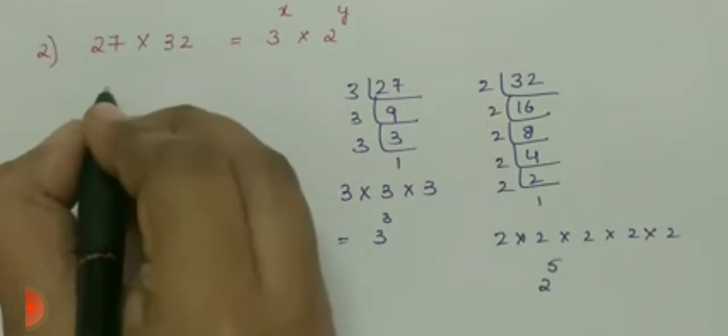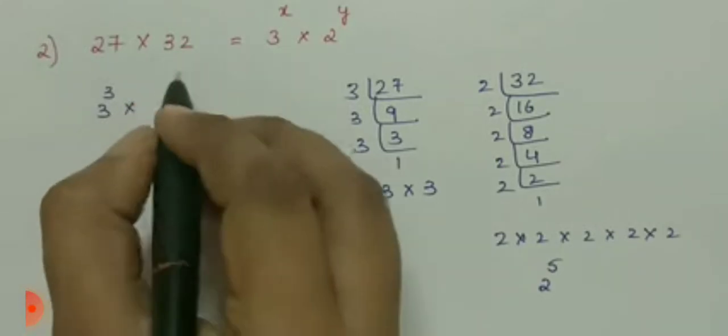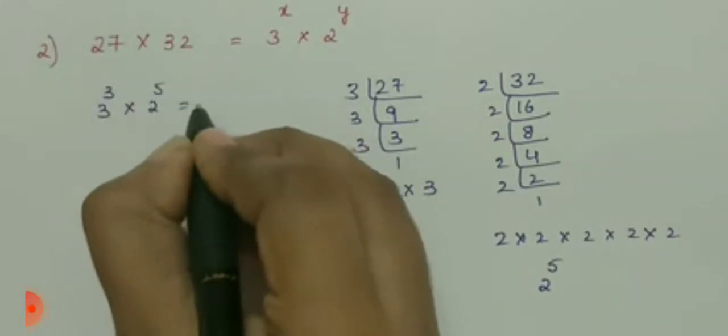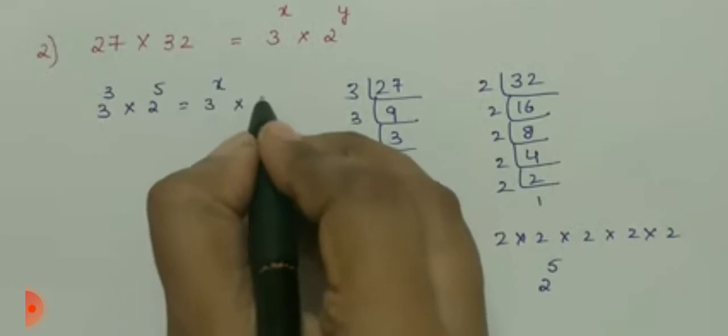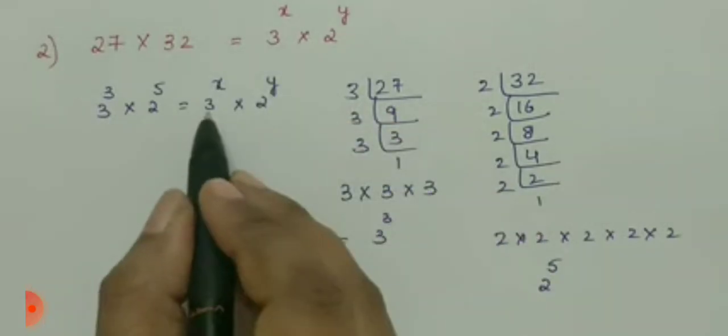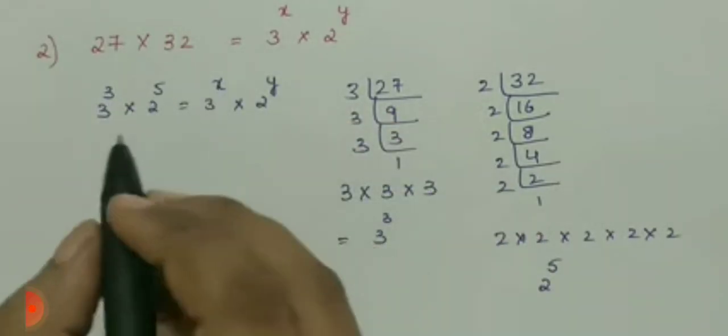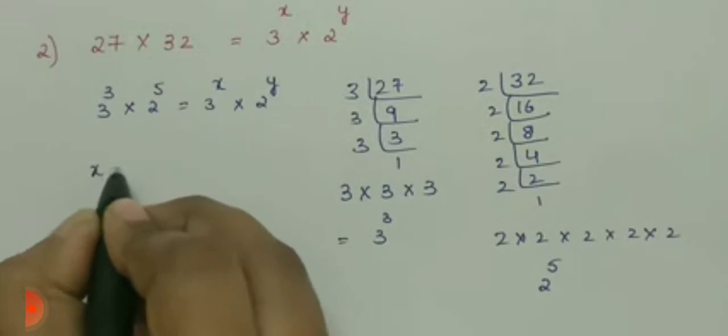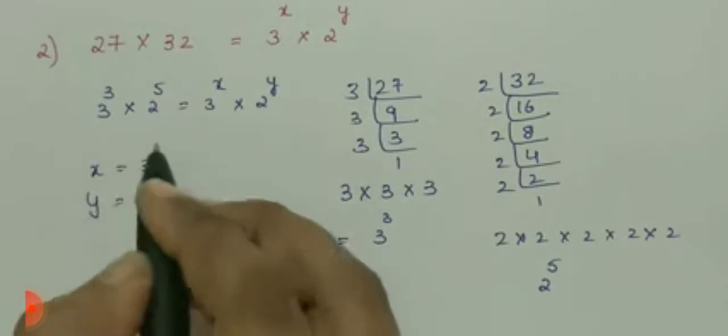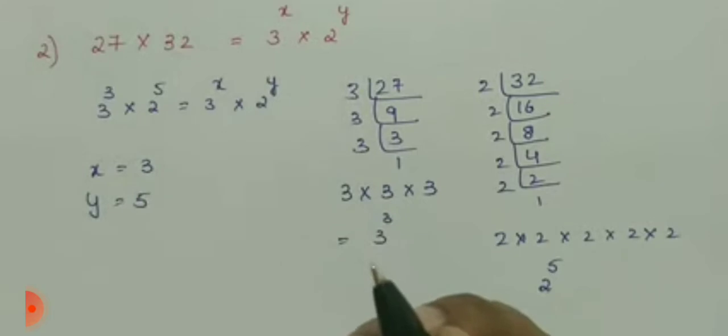27 can be written as 3 to the power 3 and 32 can be written as 2 to the power 5, which is equal to 3 to the power of x into 2 to the power of y. Bases are equal, so equate the exponents. x equal to 3 and y equal to 5.